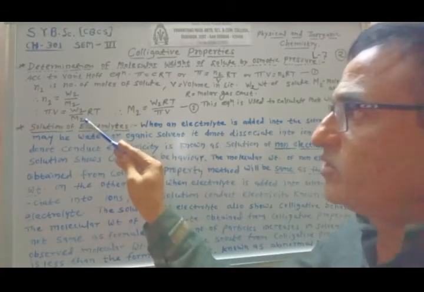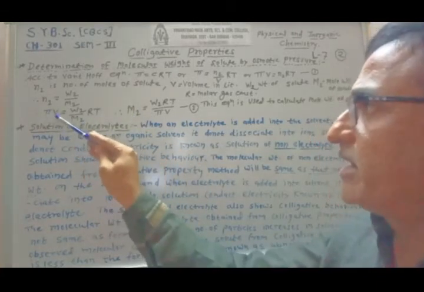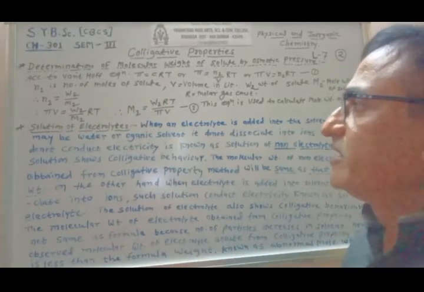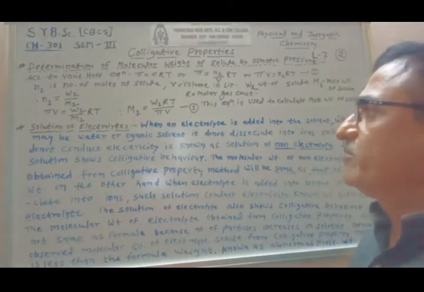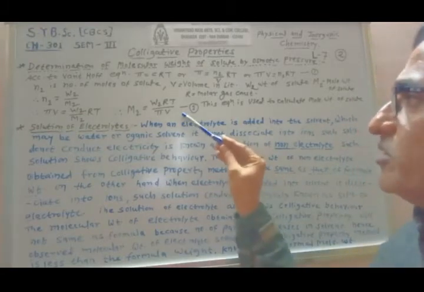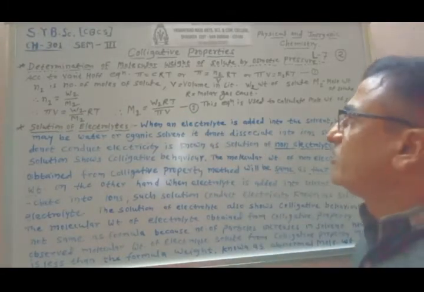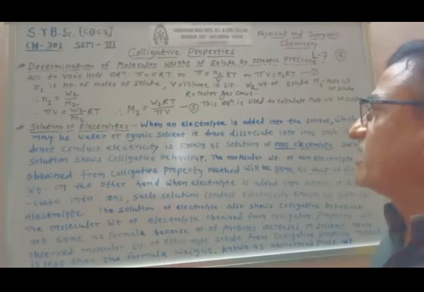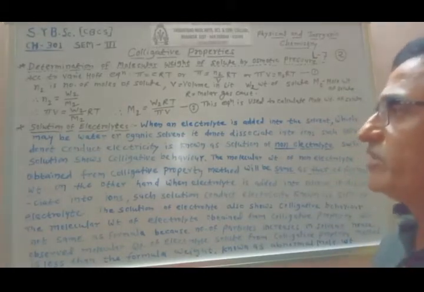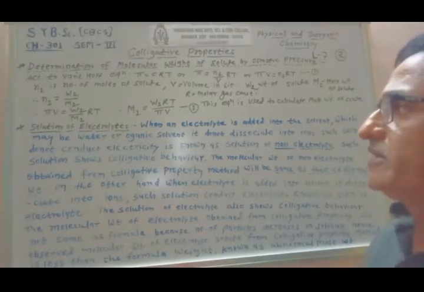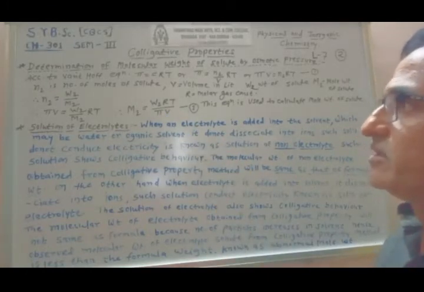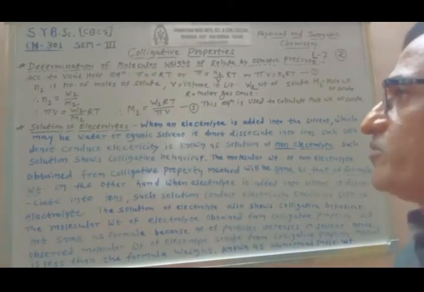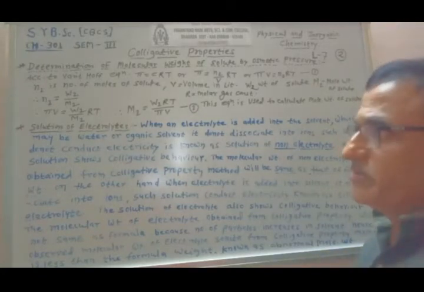Taking M2 and πV on the other sides, we get M2 is equal to W2 RT divided by πV, call it equation number 2. From this equation we can determine or calculate the molecular weight of solute using osmotic pressure. So this is our determination of molecular weight of solute from the osmotic pressure.